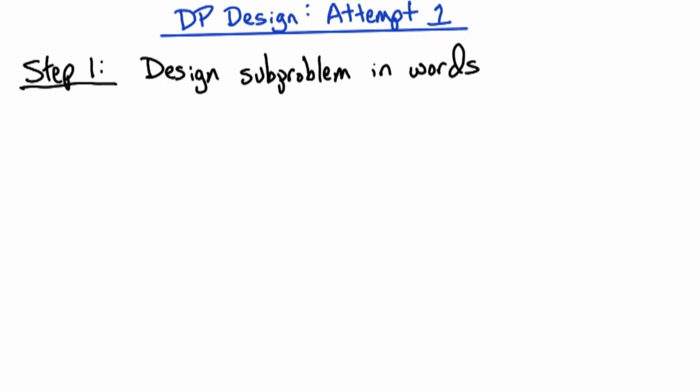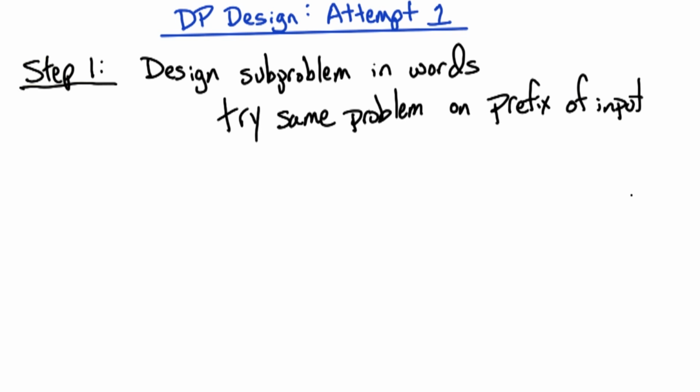What are we going to do here? Our first attempt is always to try the same problem on a prefix of an input. So it's key. It's just identical to the original problem, and it's just on a prefix. So all we've changed is from doing it on length n to length i, the first i characters.